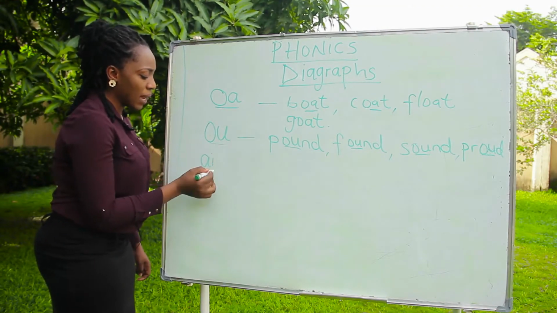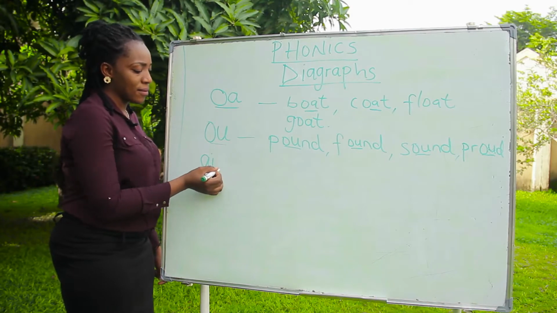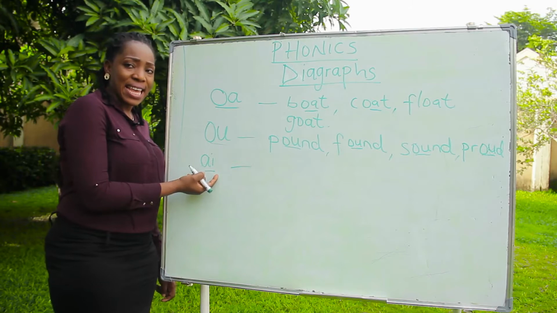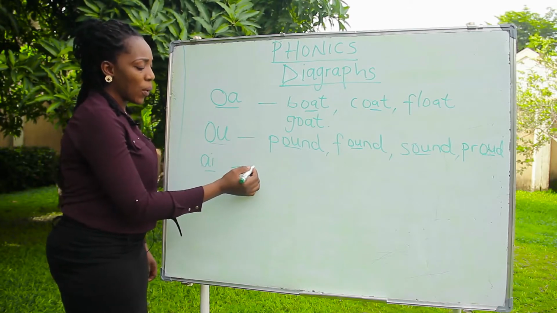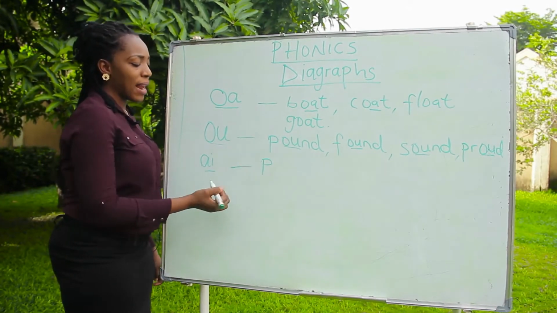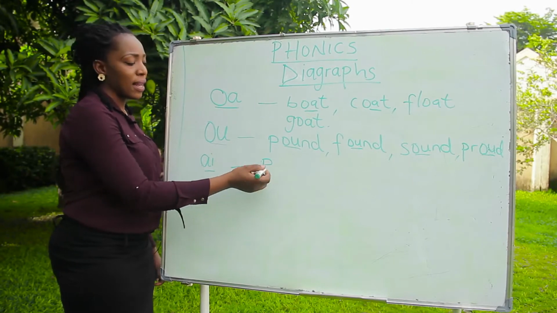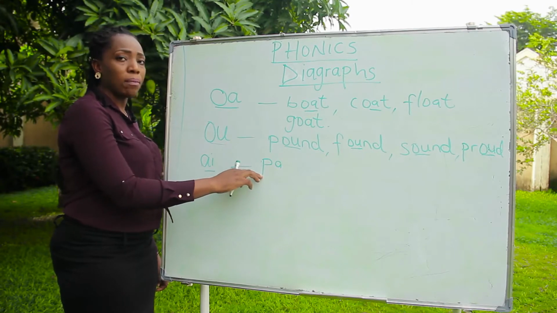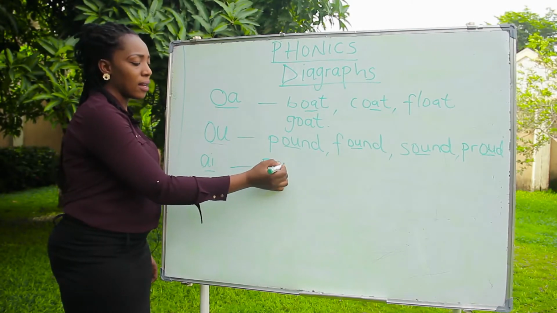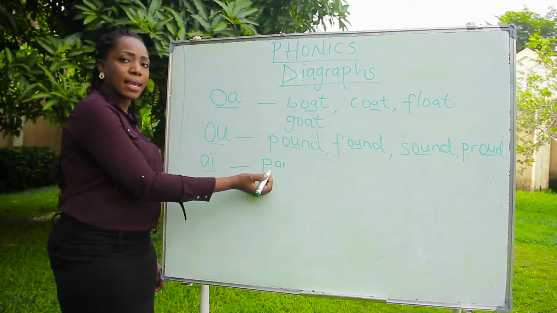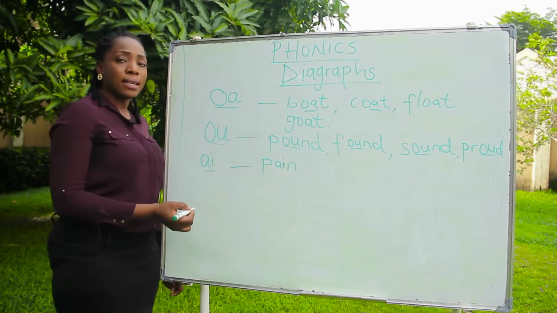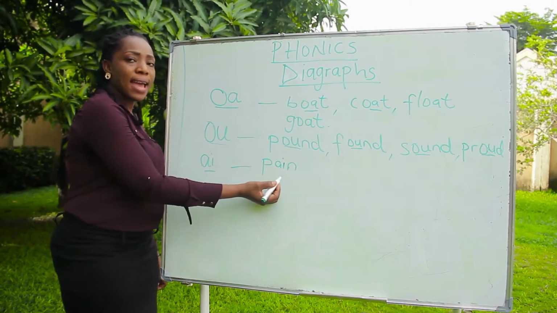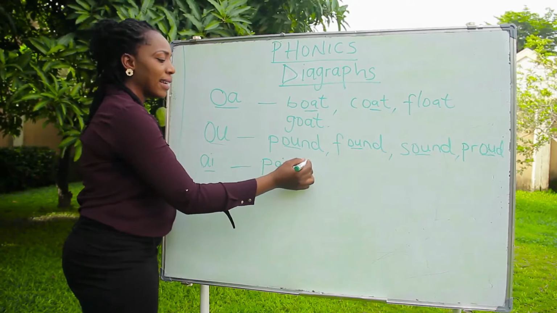The next one we'll be looking at is ai. Can you say it after me? Ai. This is called ai. When I write this letter sound on the board, what letter sound is this? This is p. And this is ai. When I add an n to it, what will it give me? Pain. Gain.